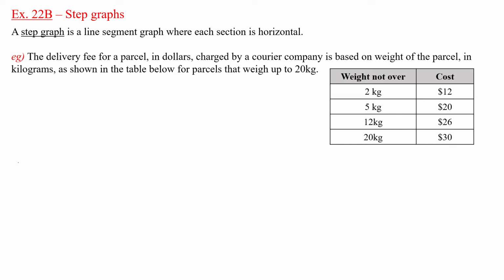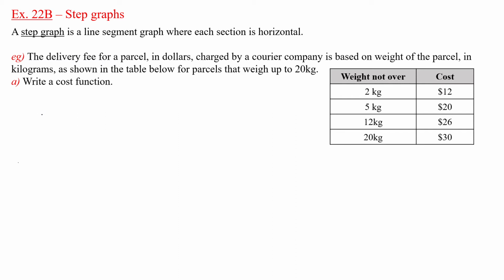All right, in our example, the delivery fee in dollars charged by a courier company for a parcel is based on the weight of the parcel in kilograms, as shown in the table below for parcels that weigh up to 20 kilograms. Okay, so if I have a parcel that weighs 2 kilos or less, I'll pay $12. 5 kilos or less, $20. 12 kilos or less, $26. And 20 kilos or less, $30 for delivery. We're going to start by writing that as a cost function.